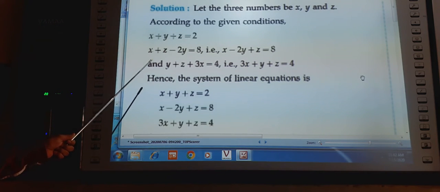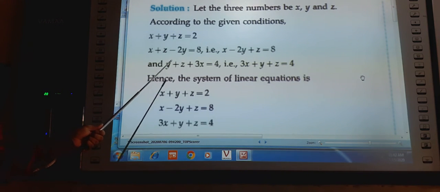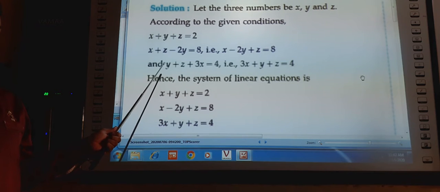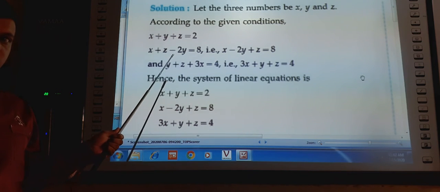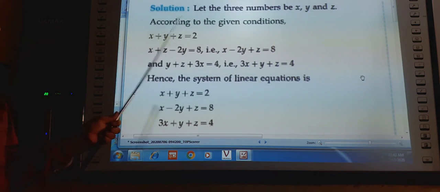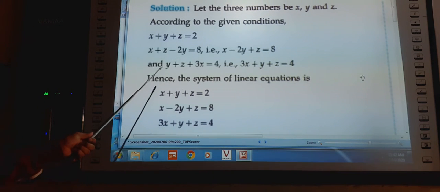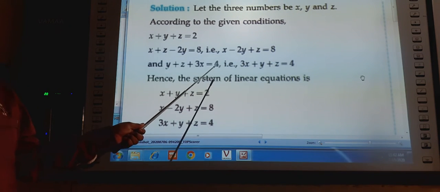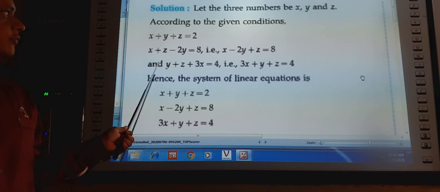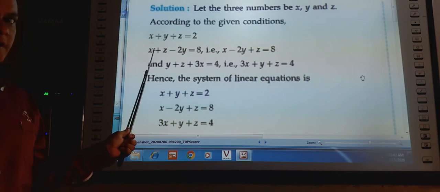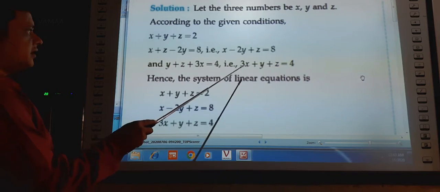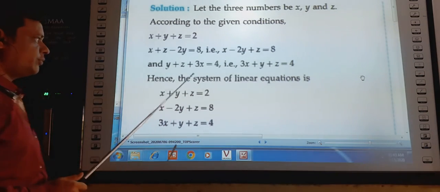Now according to the third condition, we add the first number taking its thrice to the sum of the second and third number. So we write here y plus z plus 3x equals 4. This is also according to the condition. So rearrange them: 3x plus y plus z equals 4.